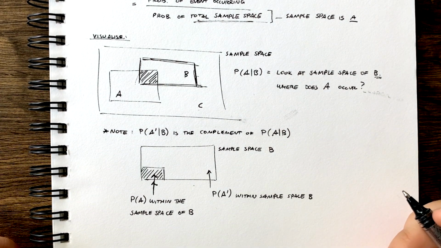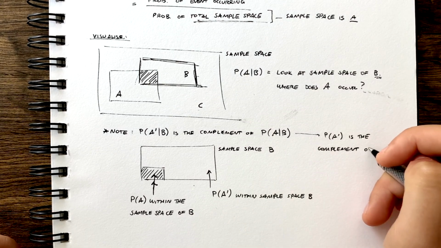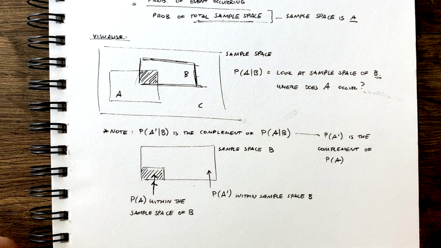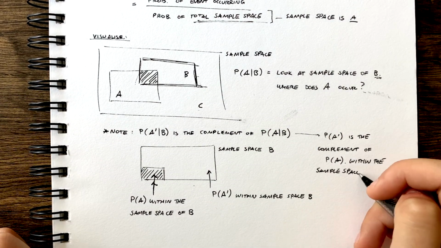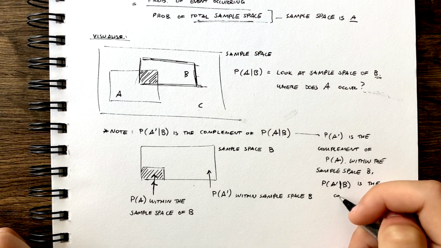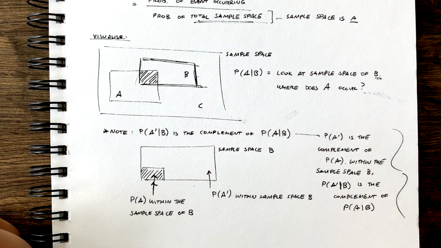And just to break this down even further, we can say that the probability of A not is the complement of the probability of A, which we know from earlier in our set theory videos. And we can also say that within the confined sample space of B, the probability of A not given B is the complement of the probability of A given B. And this is just an extension of the previous statement.